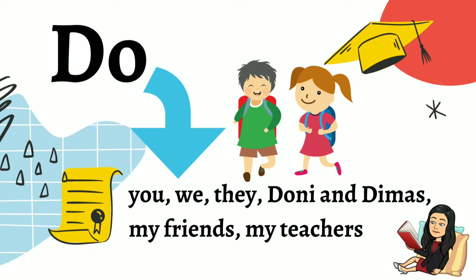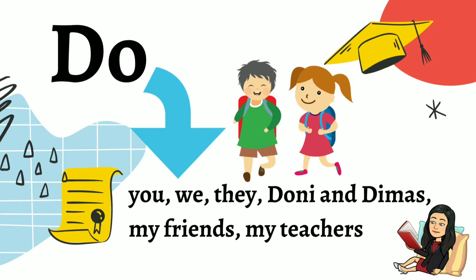Now the question is when we can use do. We have to remember that we can use do if the subjects are more than one, including you. For example, you, we, they, Doni and Dimas, my friends and my teachers. There is an S in here. It means that the subjects are more than one.